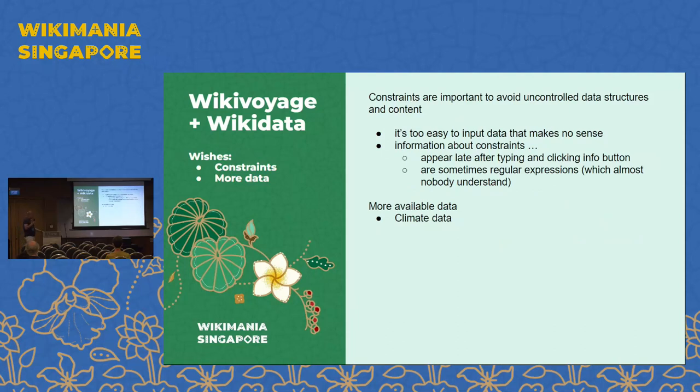Yeah, and constraints. I think there are more discussions about constraints. Do we have some more, or should we have some more, or not? We would like to have some more, but I know not everybody wants that. And of course, more data. One data set that we miss is climate data. We would like to create these climate diagrams, but at the moment we have no information about that on Wikidata, and it would be useful to have some.